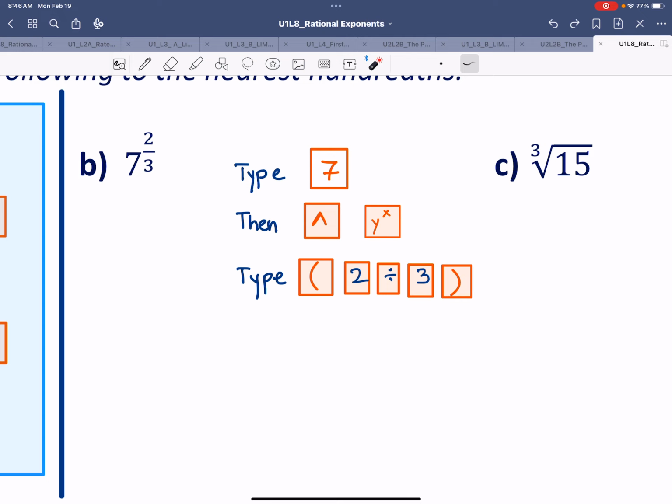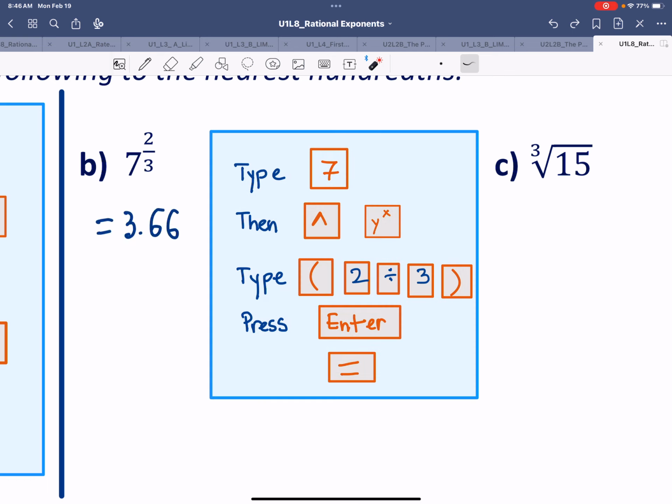So again, the reason why we want to do this is by keeping 2 over 3 in brackets, we are telling the calculator that number 7 is raised to this power, 2 over 3. If we do not include the brackets, the calculator might bring 7 to the power of 2 and then divide the entire answer by 3, which would lead to the incorrect answer. So once we do that, simple, we just press enter or equal, and we'll get the answer. And the answer in this case, rounded to 2 decimals, is 3.66.